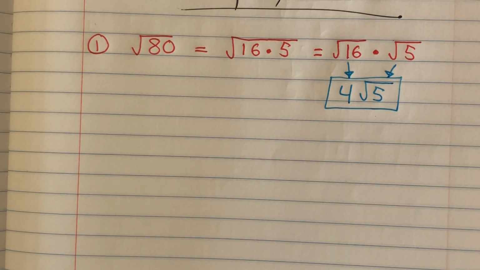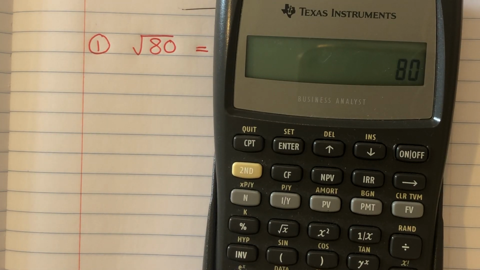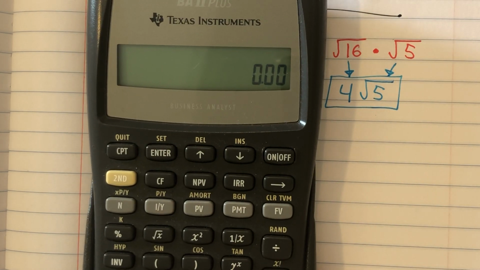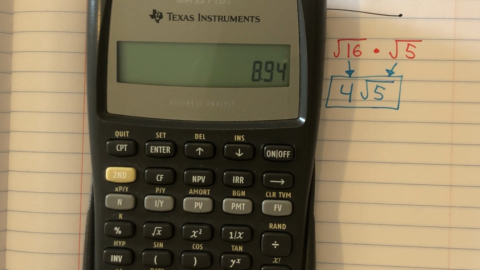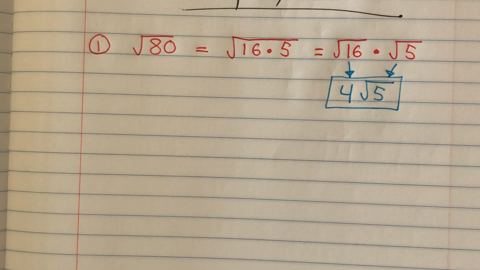We can always verify and double check our answers by using the calculator. I can type in the square root of 80, which is 8.94. And then I can also check our answer. So I can do the square root of 5 times 4, which is also 8.94. The fact that those answers on the calculator match lets me know that I did this math correctly.